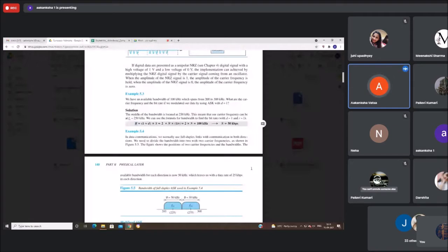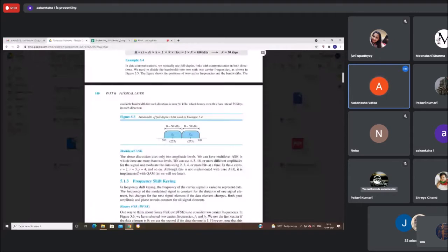Now then we have multi-level ASK, where we can use R not equal to 1. We can have multiple signals to represent different signal elements, different carrier amplitudes. So R is not 1, R is 2, 3, 4. We can have any number of data bits which we can send through it. So we can use 4, 8, 16 or different amplitudes for the signals and modulate the data using 2, 3 or more bits at a time. So if we are using 4 different amplitudes for representing different signals, we will be having 4 different signal elements. That way we will be representing 2 bits per signal.